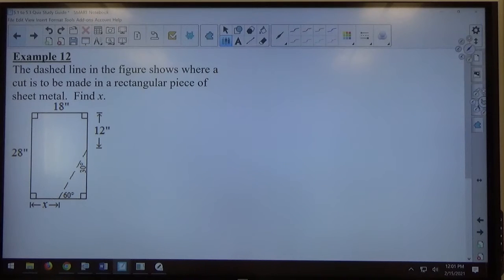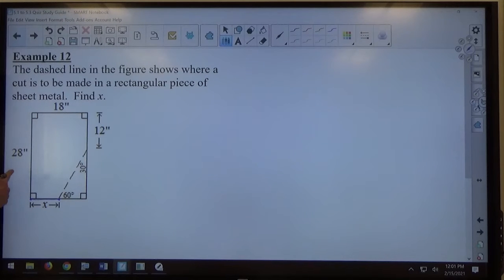Problem 12 says the dashed line in the figure shows where a cut is to be made in a rectangular piece of sheet metal. Find X. All right, so X, if you look at the picture carefully, starts here and goes to there. It does say this is a rectangular piece, which means, by the properties of rectangles, that these opposite sides are the same length, and these opposite sides are the same length.